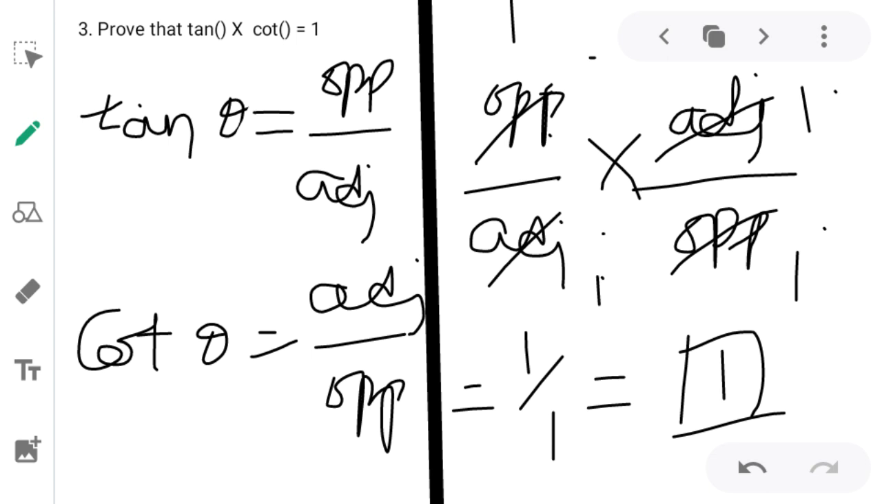Hence we have proved that the 3 reciprocal functions multiplied with the basic function always result in 1, in sin and cosecant theta, cos and secant theta, and tan and cot theta.